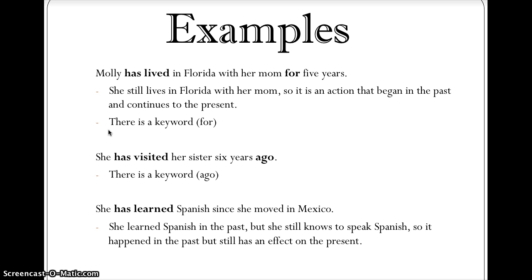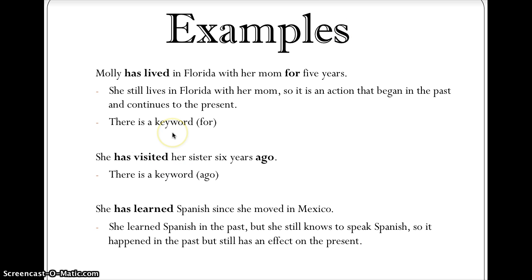First of all, we have Molly has lived in Florida with her mom for 5 years. Since Molly still lives in Florida with her mom, it's an action that began in the past and continues to the present. That's why it's present perfect. And we can also see the keyword for.